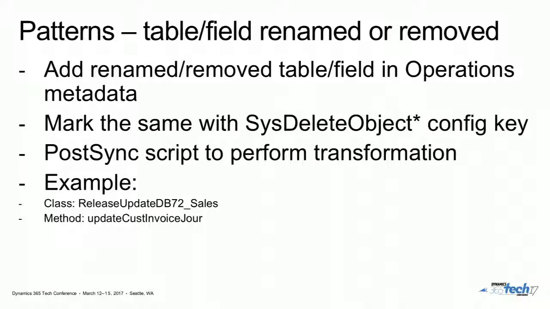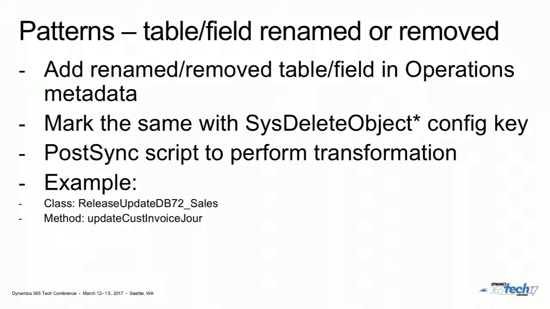Say you have cust table with a custom field A, right? You rename it to custom field B. What you do is add custom field A, the older, legacy field name, into X7, right? That's the first bit: add the renamed or removed table or field in operations data. You add the deprecated field on the new metadata side, and you tag it with sys object delete. If you're going live on 7.2, you tag it with 7.2. If you're going live with 7.3, you tag it with 7.3. The idea is during upgrade, you don't have that configuration key turned on.